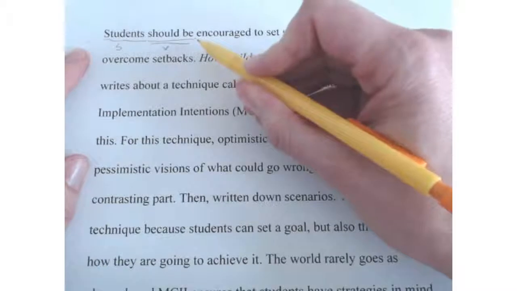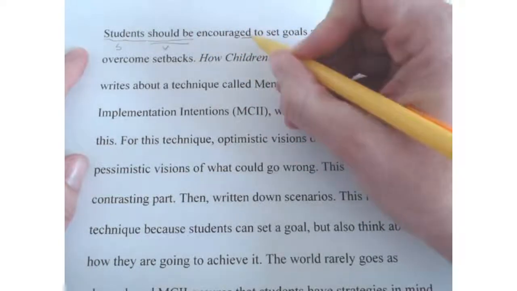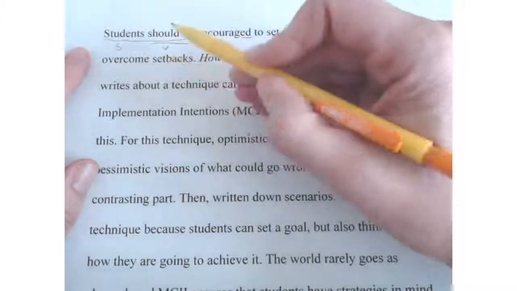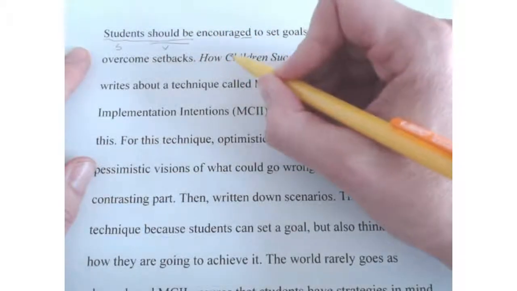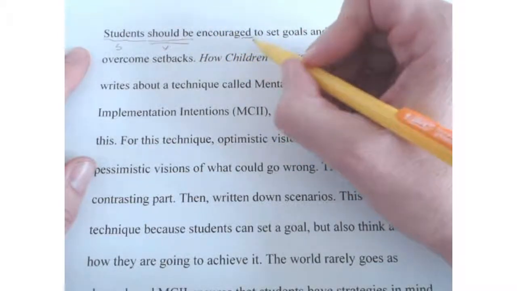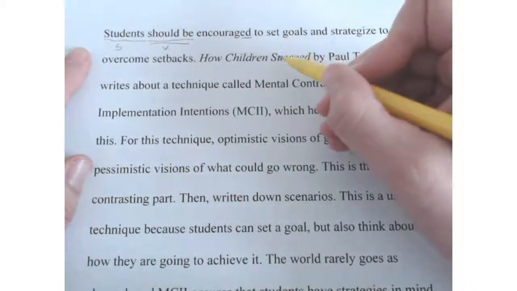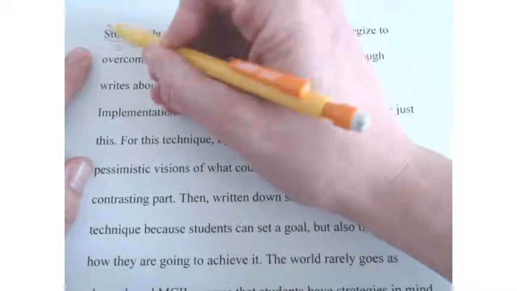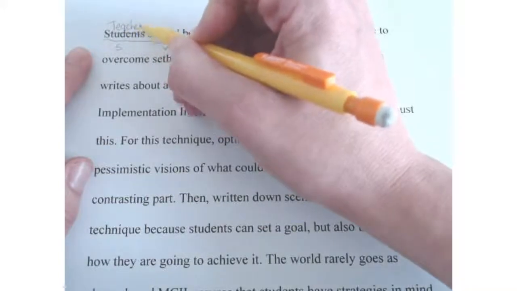I'm noticing that should be is followed by a verb with an ed form, also known as the past participle. And I remember that if I have a form of to be plus the ed form, then I have passive voice. And that might not be the best choice. So I'm going to ask myself, who's doing the encouraging? And the answer is teachers. So I'm going to change it to active voice by making my subject teachers.